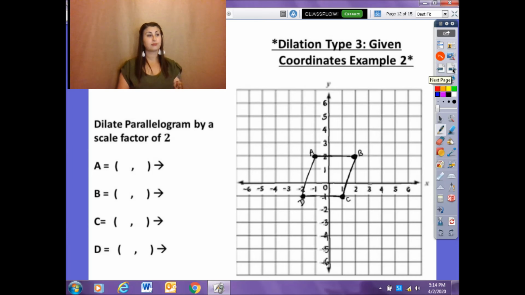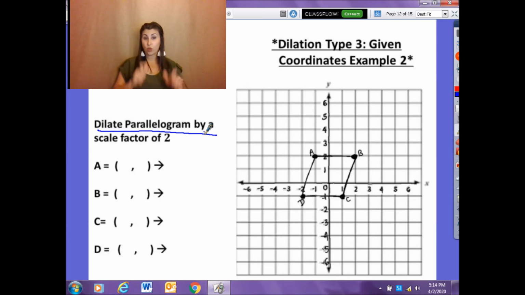All right, dilation type 3, given coordinates. So it says dilate the parallelogram by a scale factor of 2. Well, in order to do that, we should write down those coordinates. So A is -1, 2. B is 2, 2. C is 1, -1. And D is -2, -1.